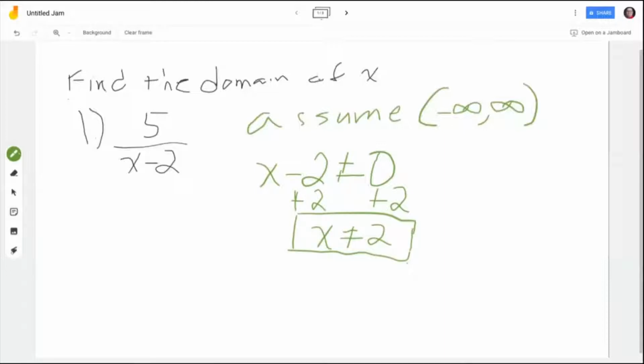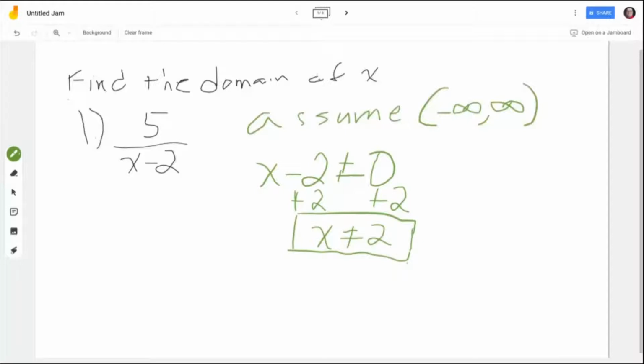Now we're not done. We need to look at the third step. Remember, the third step was: is there a variable under an even root? There's no roots here, so we don't have to worry about that. So the only domain restriction we have is that x cannot be 2. Now, there are a few different ways to express this. The easy method is to just say x cannot be 2, so it can be anything else.